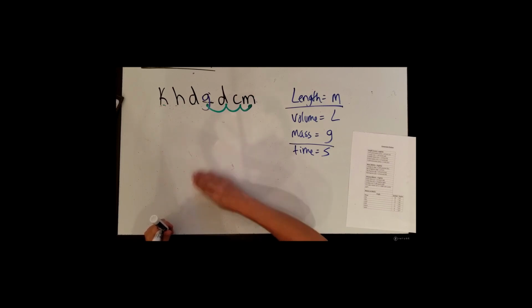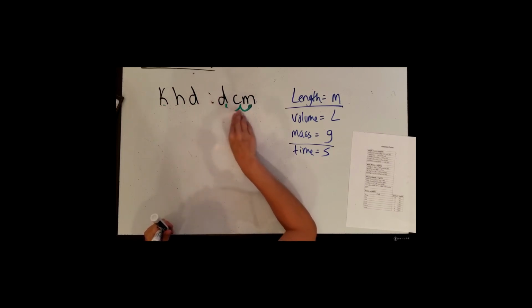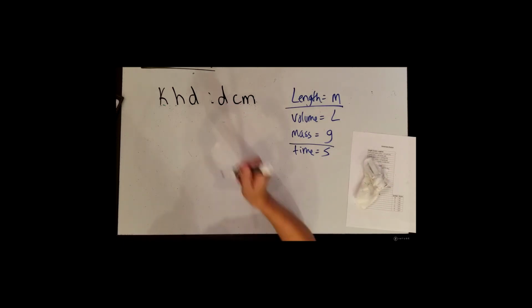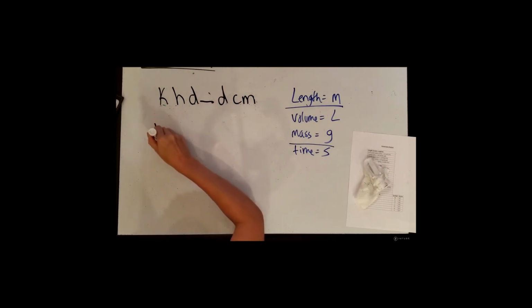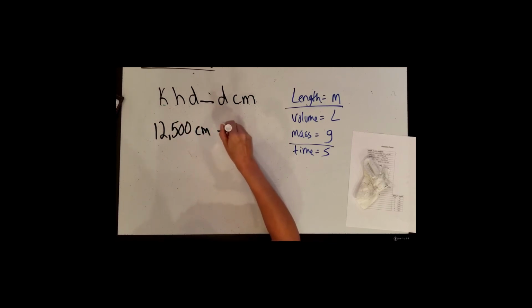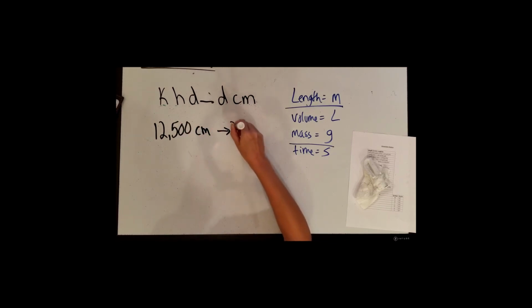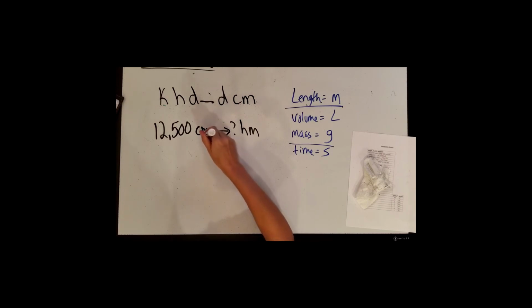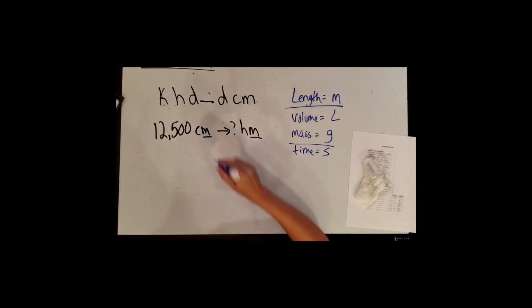Let's try one more. So this time we're going to go back to measuring length, and we're going to convert 12,500 centimeters to hectometers. So this time, what is our base? What's in common? That last letter, the M and the M, meters. So that's what's going to be going in that empty space, an M for meters.